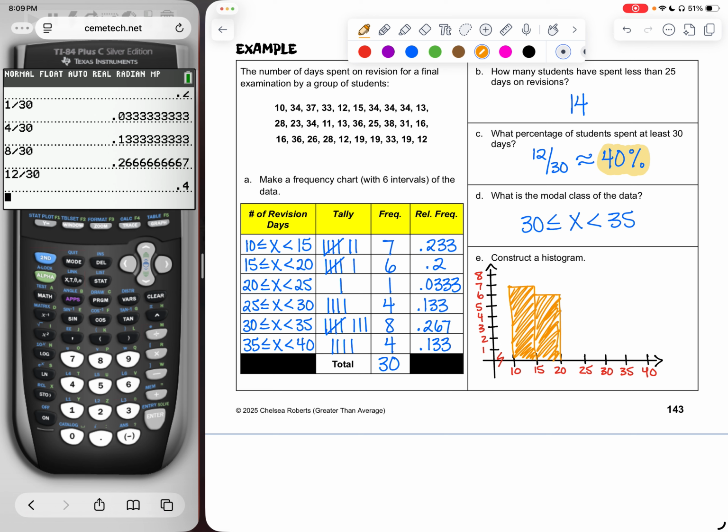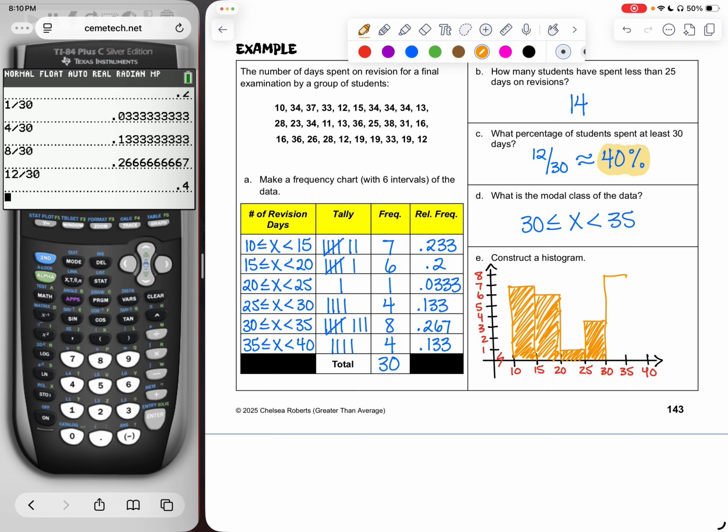We only have 1. So that goes here. Then we have 25 to 30, we have 4. So going to go up about right here. And then we have the frequency from 30 to 35 is going to be 8. So we can take this one up. And remember, it might not be perfect because I am drawing it by hand. And that's fine.